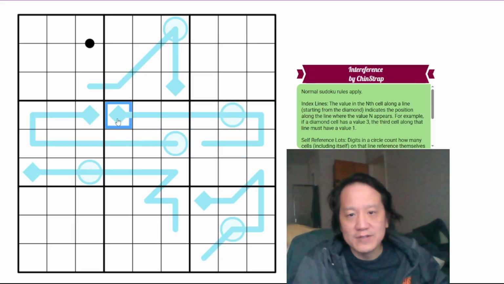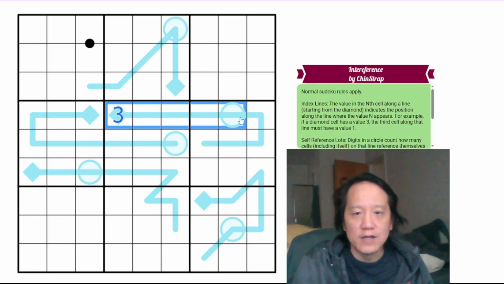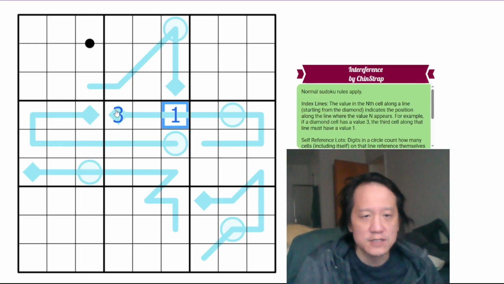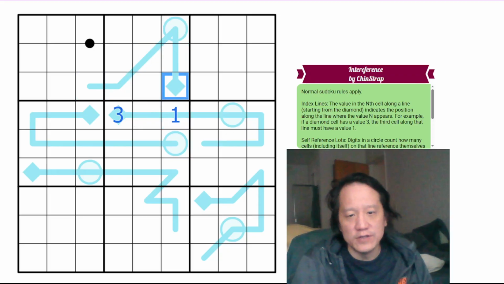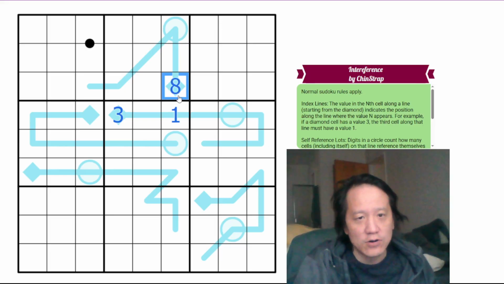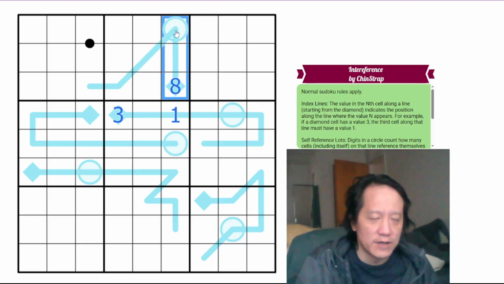For example, if a diamond cell has a value of 3, the third cell along the line must have a value of 1. So this would have to be 1 in this case. If this were a 3, that would force this to be a 1 here. And this is of length 6. So it would not make sense to have an 8 here because there is no 8th position on this line. So there are certain restrictions that come with index lines that you should not ignore.